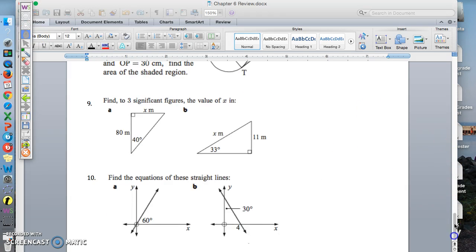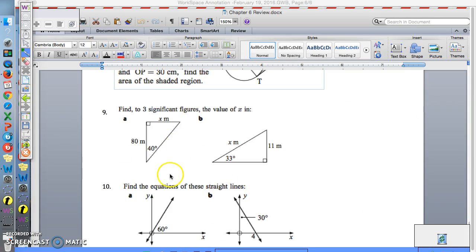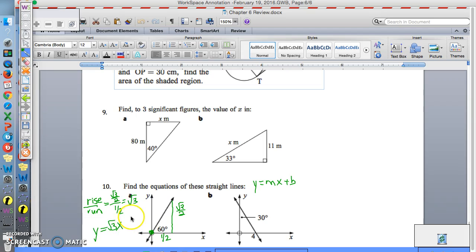And then let's take a look at these last ones. We need to find the equation for the line. So y equals mx plus b. Well, this one's easy because b is 0. But we need to find the slope. Rise over run. Well, we know this is 60, so opposite 60 is the square root of 3 over 2. Adjacent, so this would be 1/2. So square root of 3 over 2 divided by 1/2, we end up with just the square root of 3. So our equation would be y equals the square root of 3 times x, and we could add the plus 0.